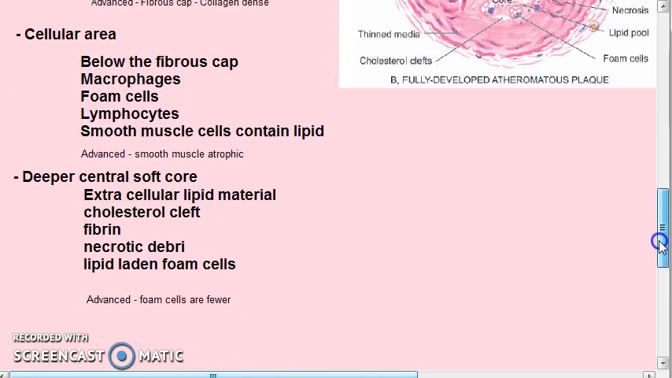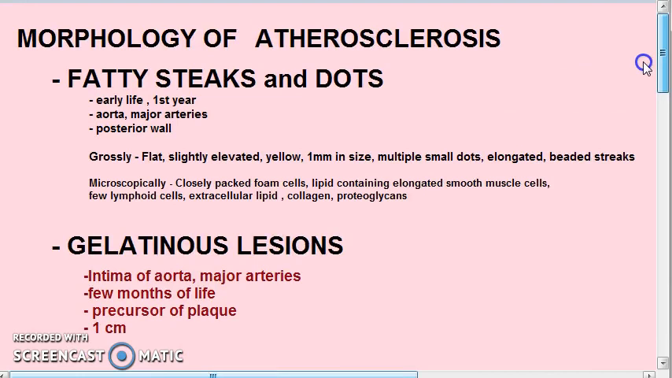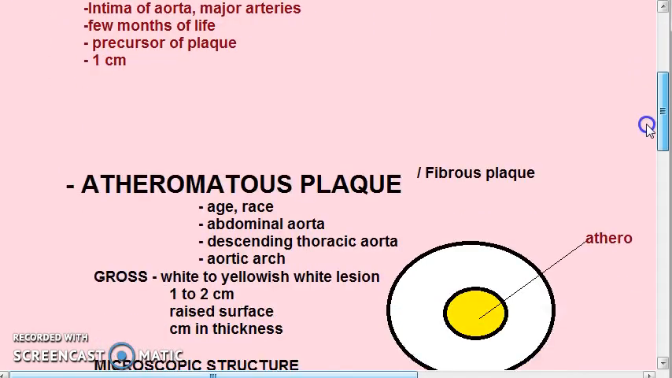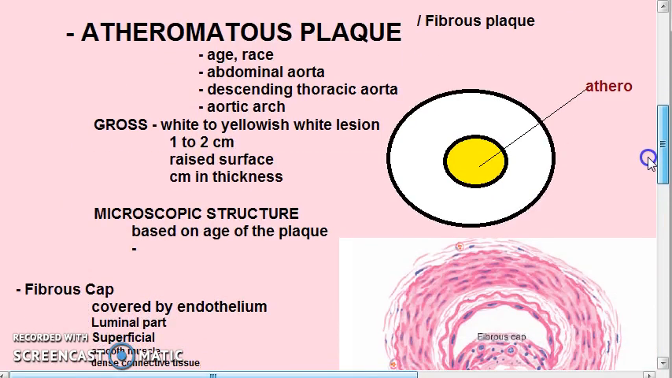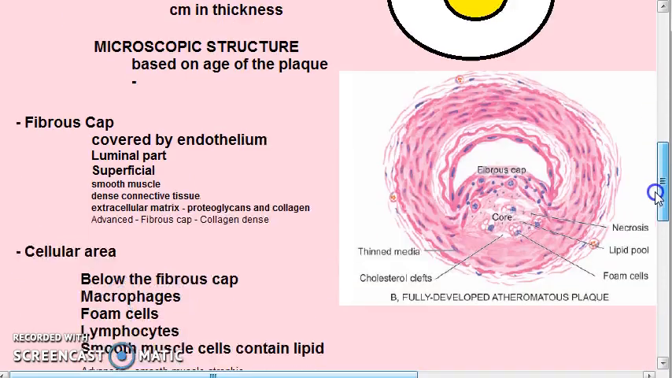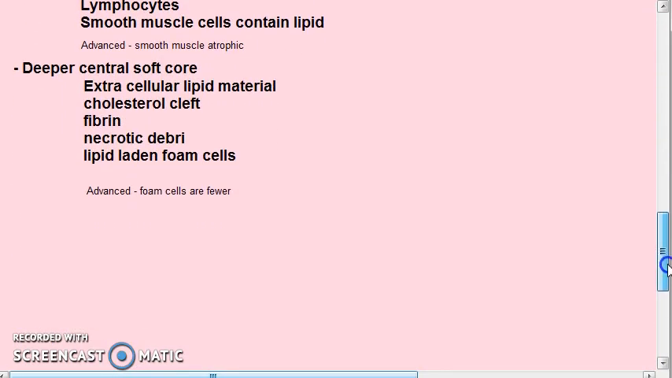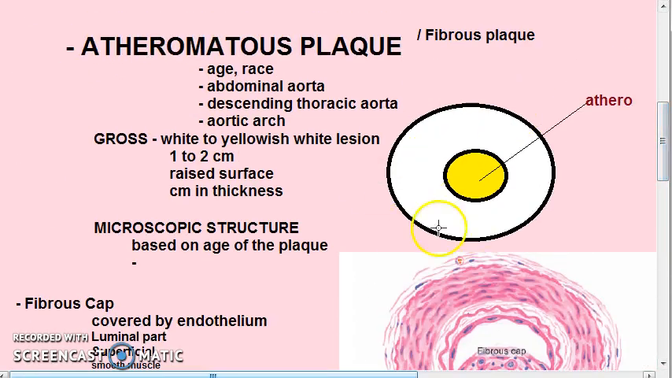So this is the atheromatous plaque. Till now we finished fatty streaks and dots, gelatinous lesions, and atheromatous plaque, in which we saw the fibrous cap, cellular area and deep central soft core. Just note that the gross also is important. You have to explain the gross also, then the microscopic structure.